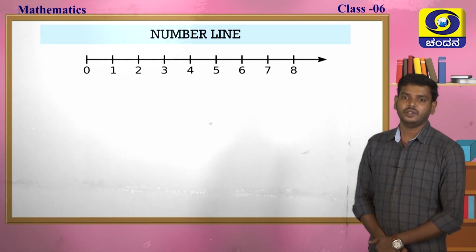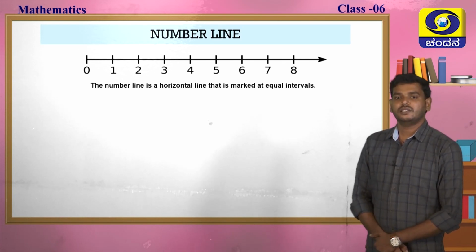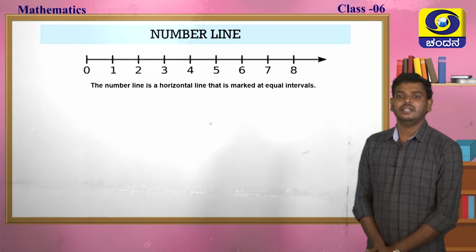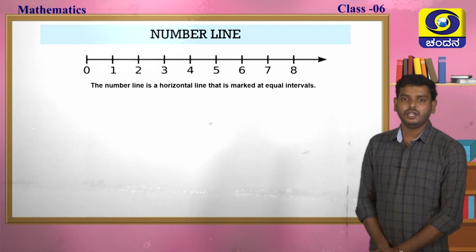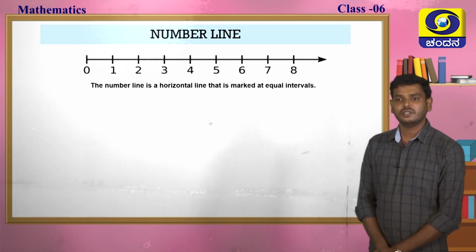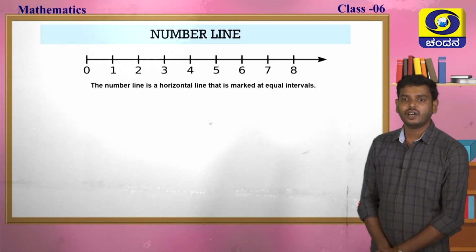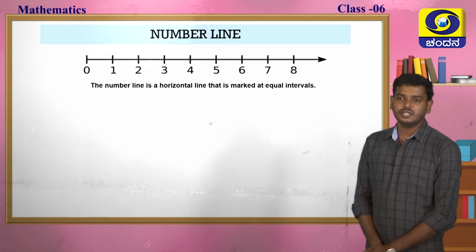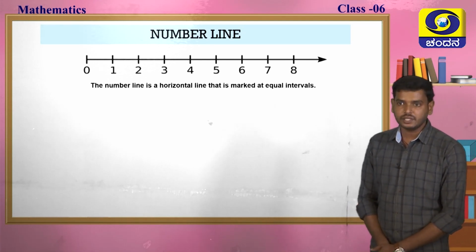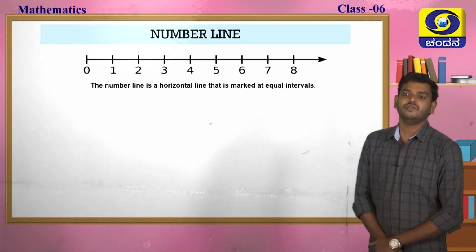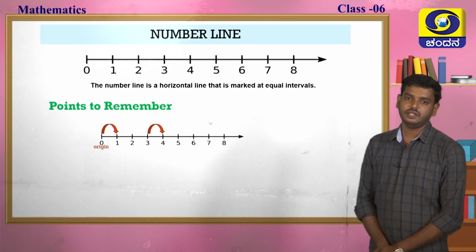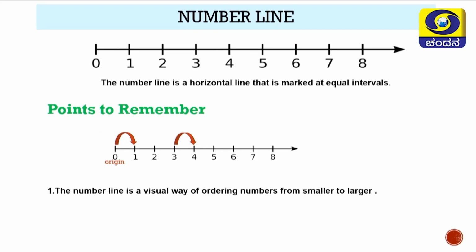Number line you have studied already. What does it say? A number line is a horizontal line that is marked at equal intervals with the numbers 0, 1, 2, 3, 4, 5, 6, 7, 8, 9, 10, etc. Since we are dealing with whole numbers, we always have to start with the number 0. Got it, children?